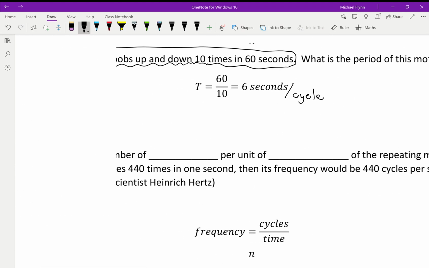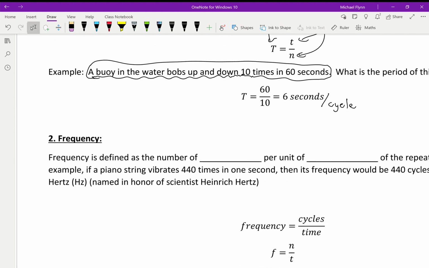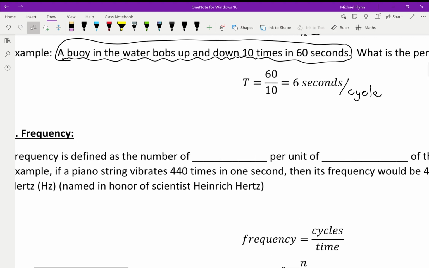Now, here, and by the way, you can print this page and follow along and fill it in yourself. I highly recommend that. Okay, these are notes for you.